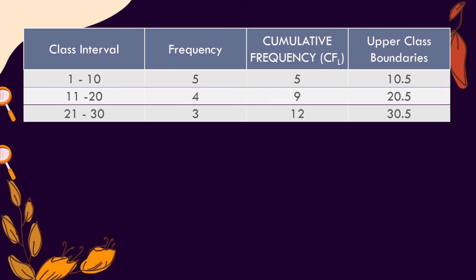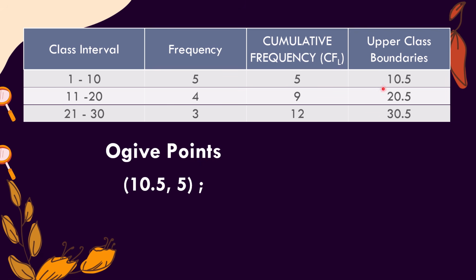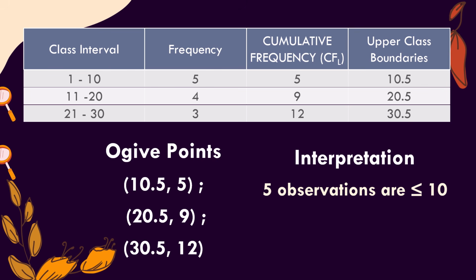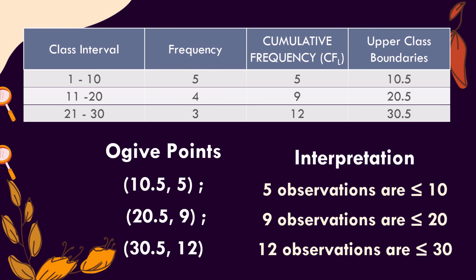Afterwards, let us identify the ogive points. So the ogive points, this is 10.5 and then 5. 20.5 and then 9. And 30.5 and then 12. What could be the interpretation? The interpretations: 5 observations are less than or equal to 10. 9 observations are less than or equal to 20, and then 12 observations are less than or equal to 30.